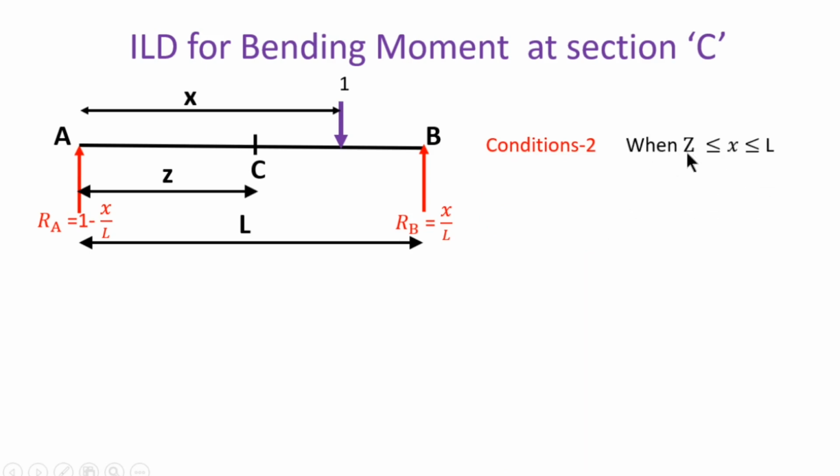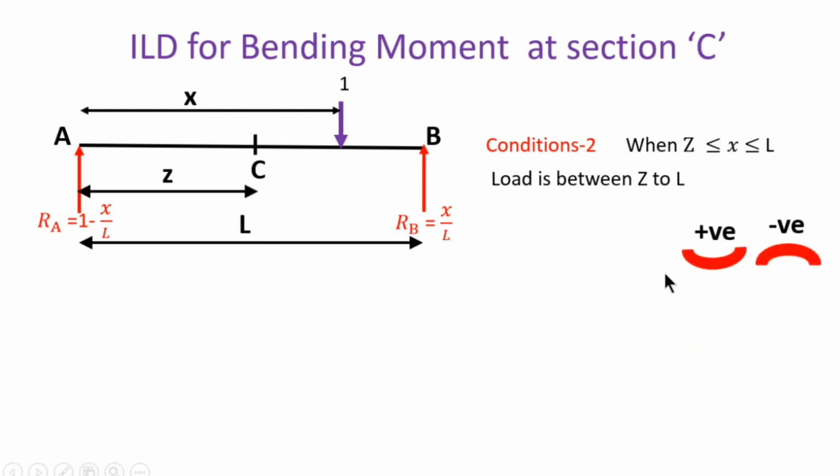Now the second condition, that is the limit Z to L, x is greater than or equal to Z and less than or equal to L. It means the load is between C to B, that is Z to L. So now again we are considering sagging as positive and hogging as negative.